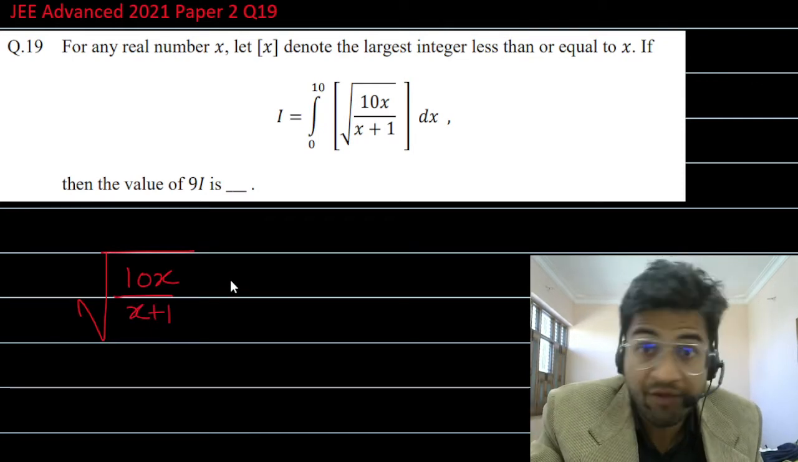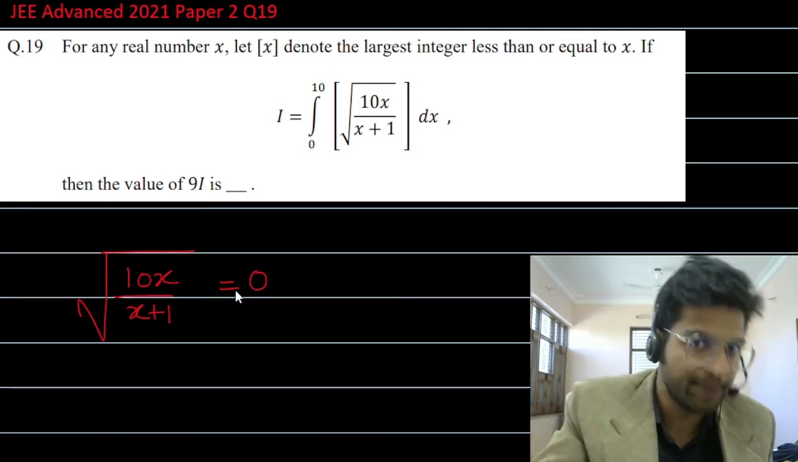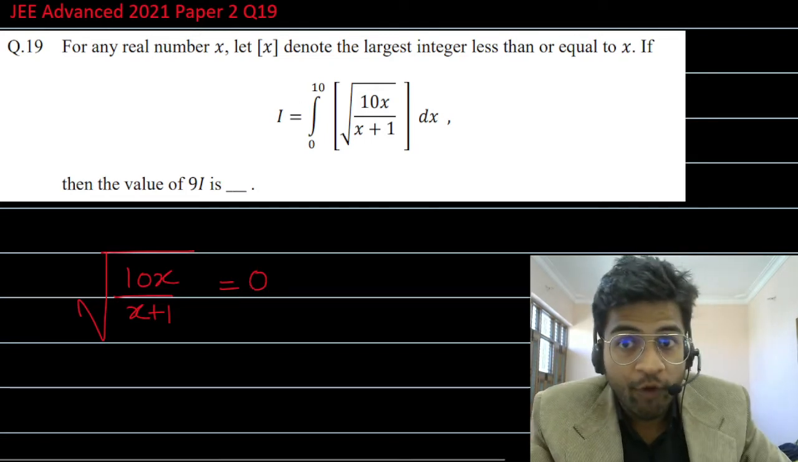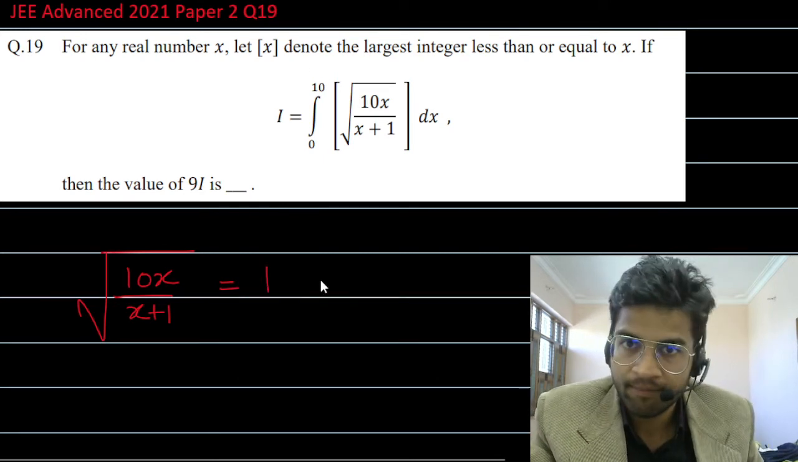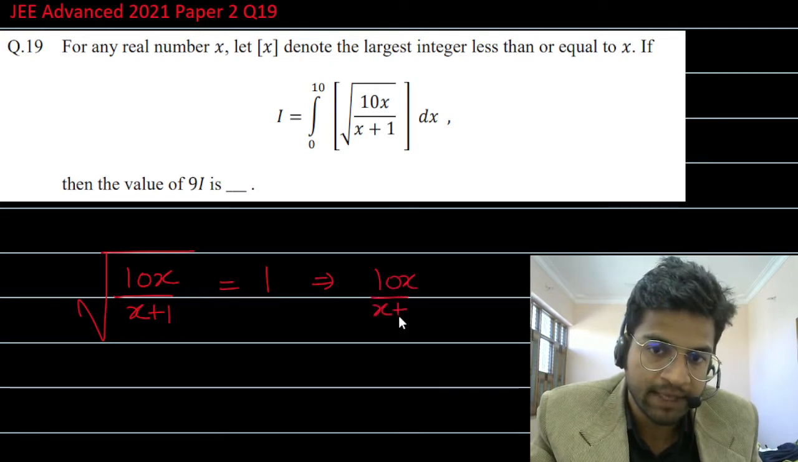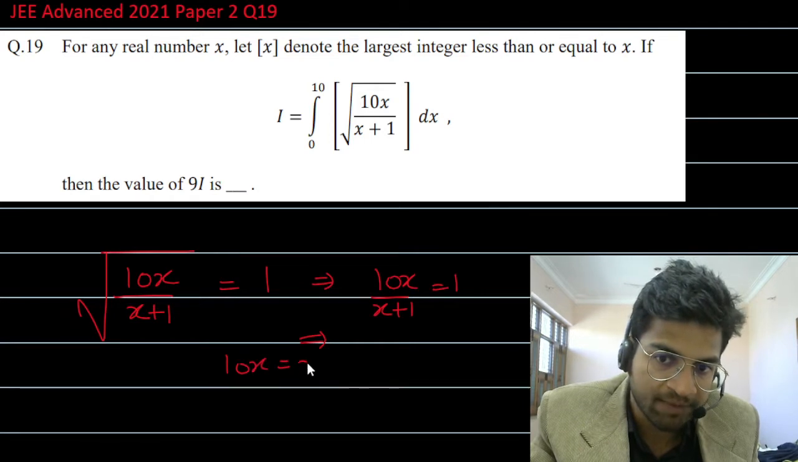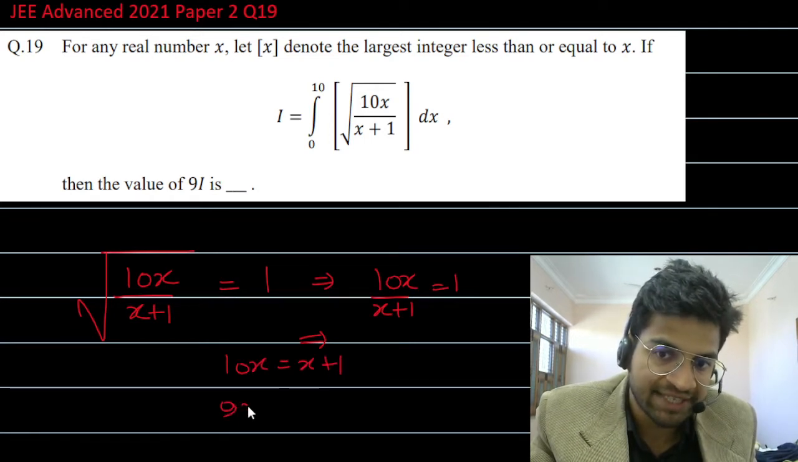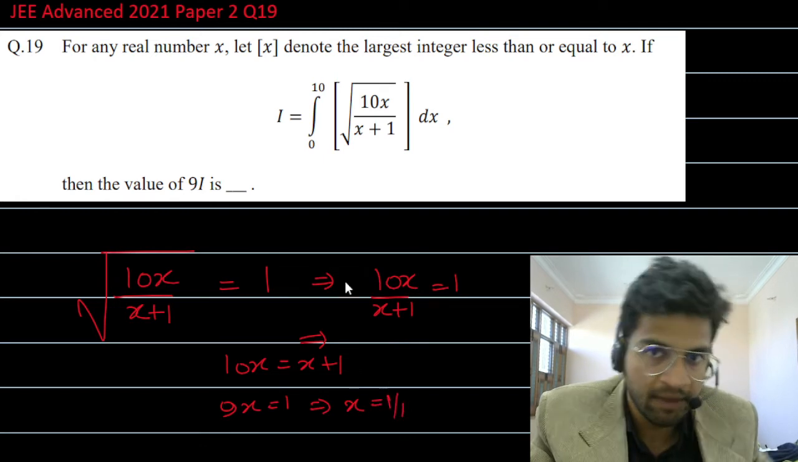Let us say at what value of x this will be equal to 0. It is very clear that for x equal to 0, this will be equal to 0. For what value will this be equal to 1? This will be equal to 1 when 10x by x plus 1 is equal to 1, and that is when 10x is equal to x plus 1, which is 9x equal to 1. So for x equal to 1 by 9, this will be 1.